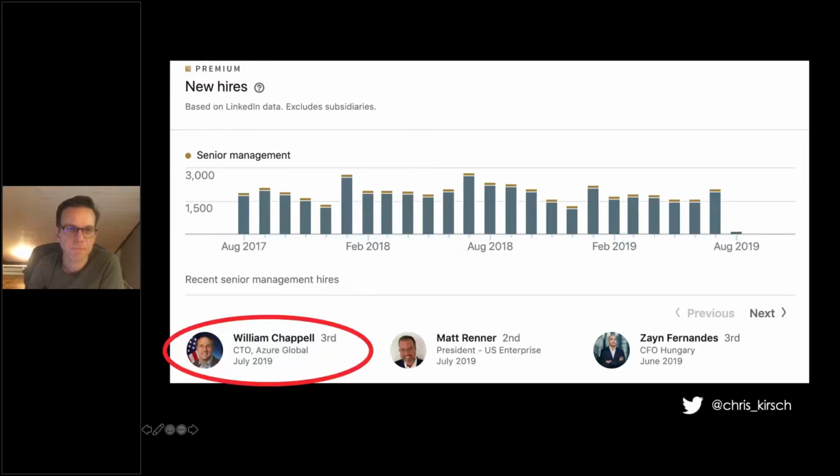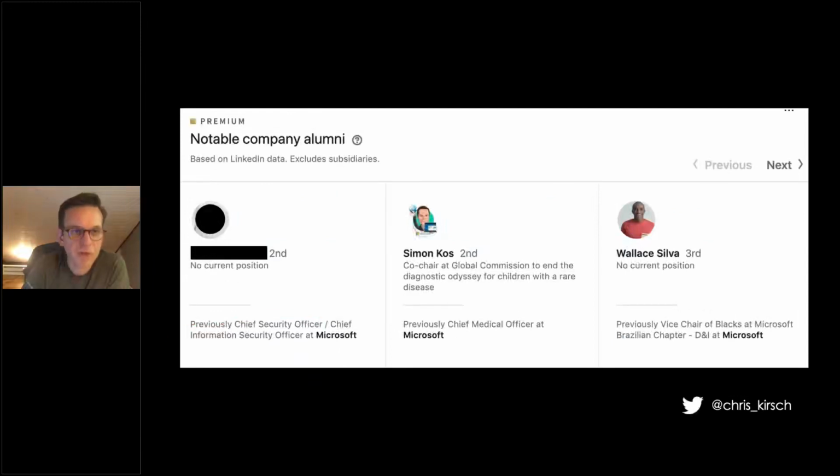You also see notable alumni. Here, for example, this is somebody who doesn't have a current position. They were previously a chief information security officer at Microsoft. Now, the reason I blacked out the name is because I don't know the background, and you have to be careful with speculation. But if somebody was a CISO, leaves the company, and has no current position, it could be that there was a security issue, for example.